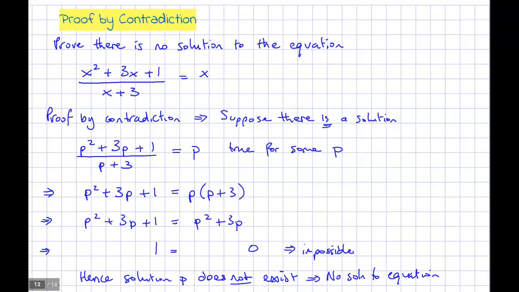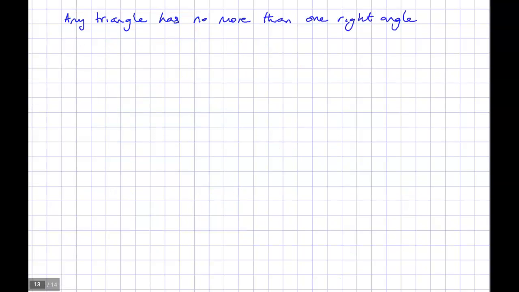The key idea is that I had a statement, I decided the complete opposite was the case, I decided to try and prove the complete opposite, I came up with something absurd, and therefore disproved my opposite statement, and therefore I am proving the original statement is true. We'll go through another example.